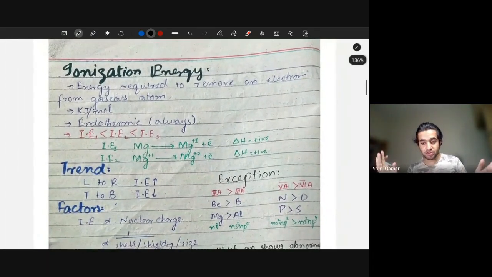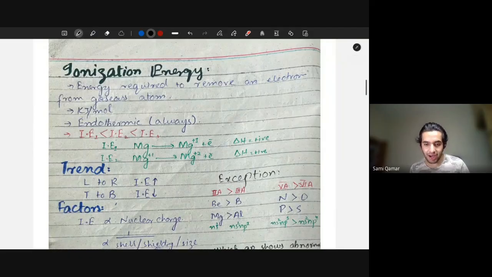Okay, so now let's talk about ionization energy. Now we will be quick because we have got a little idea about what the trends are. So ionization energy will have the same trend. So what is ionization energy? Energy required to remove an electron from a gaseous atom. We need to remove an electron from a gaseous atom. So that will be known as ionization energy.